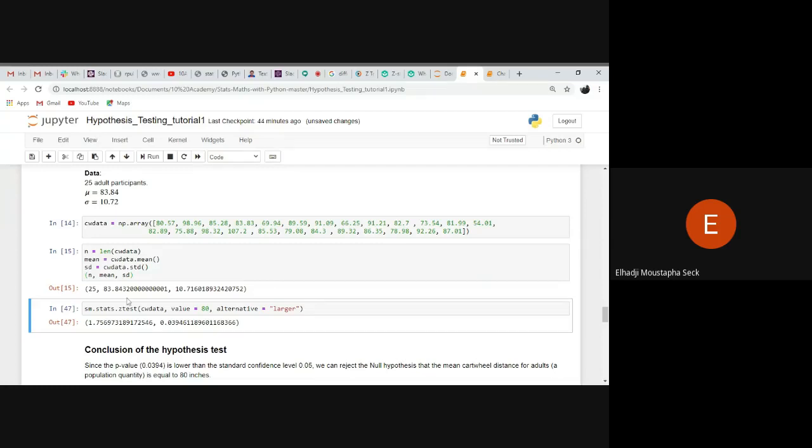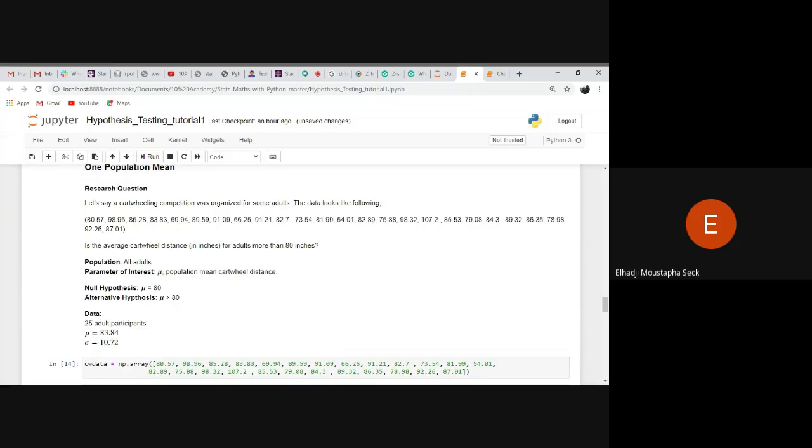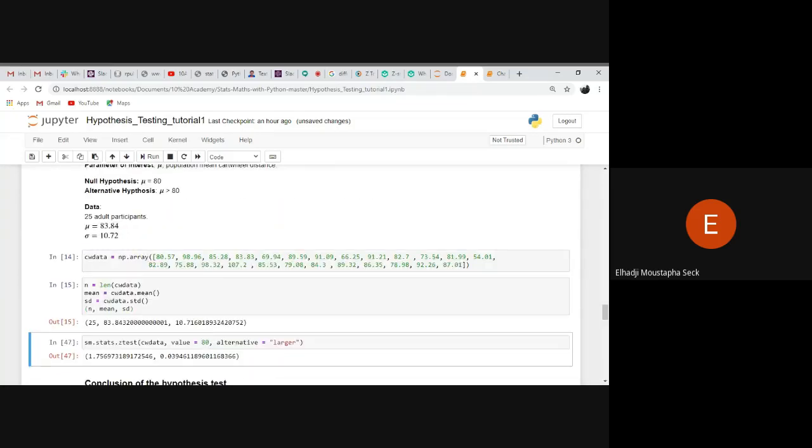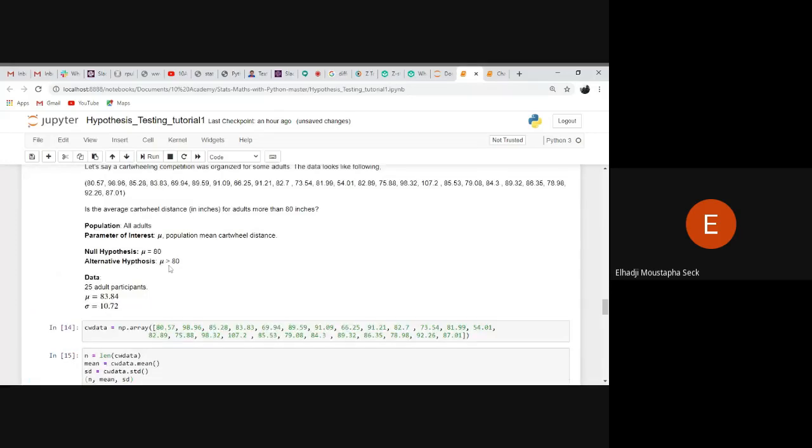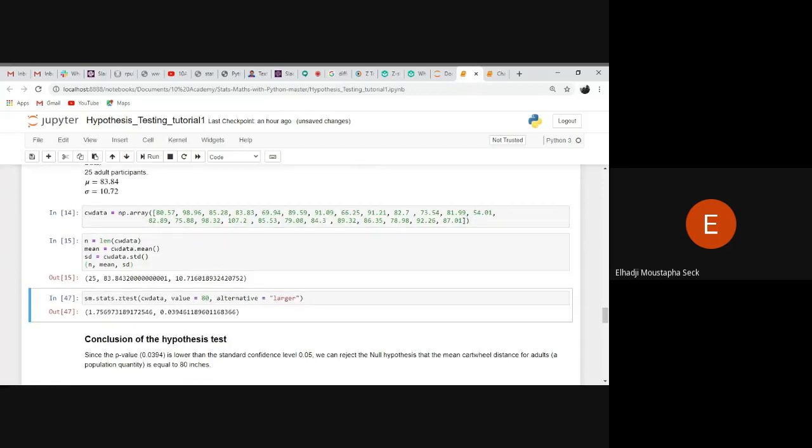So now let me just do a z-test. I have my data here. I have the value, like I said, if the mean is equal to 80 inches or not. So I just specify the data, and I have to put this argument, alternative larger. Why alternative larger? Because in the alternative hypothesis, I said mu is greater than 80, so it's larger than 80. So that's why I set this argument, alternative equal to larger.